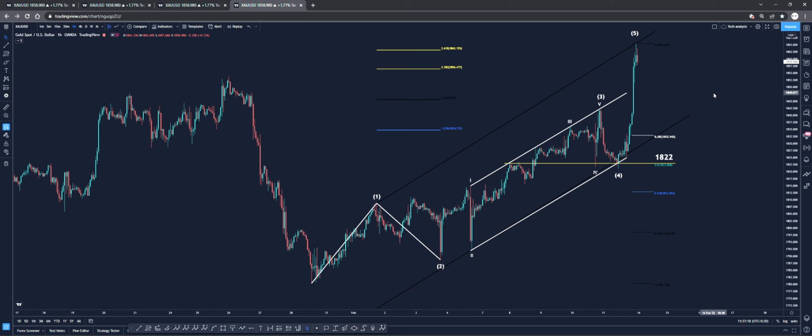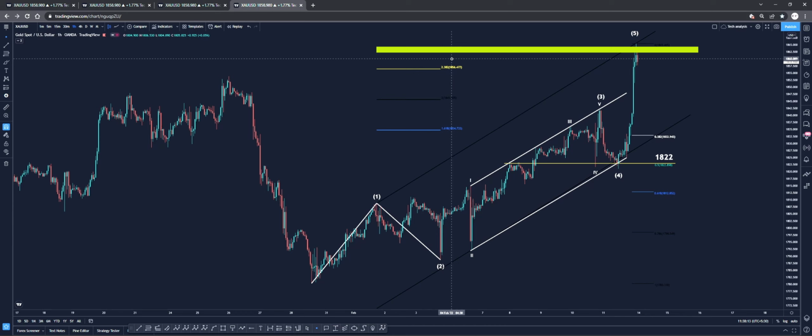If you draw the fixed extension tool for waves 3 and 5 combined, you can see that waves 5 and 3 combined are making a 2.61 projection compared to wave 1. First they made an intraday top at the 61% projection. It made a double top on the 15-minute time frame, and now it is making a top again at the 2.61 projection.